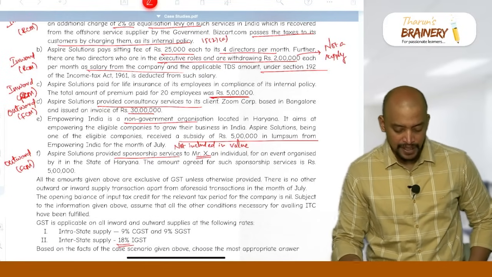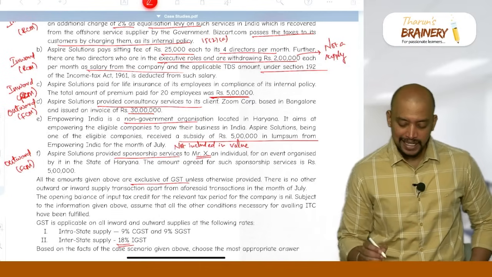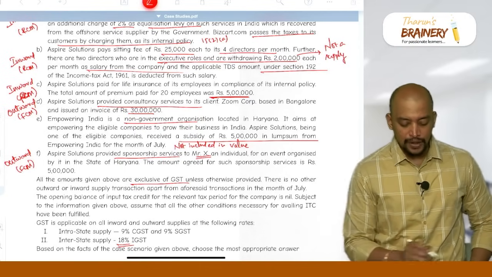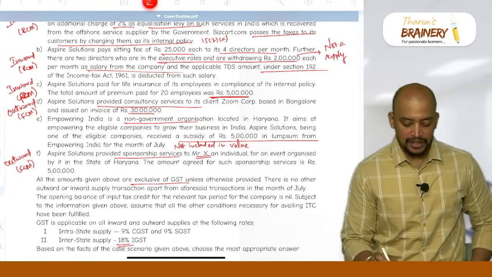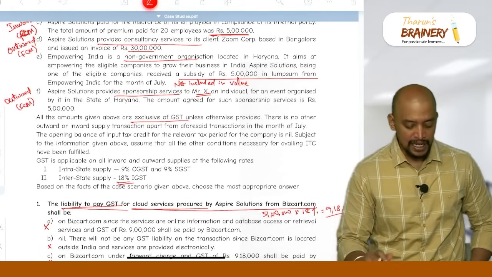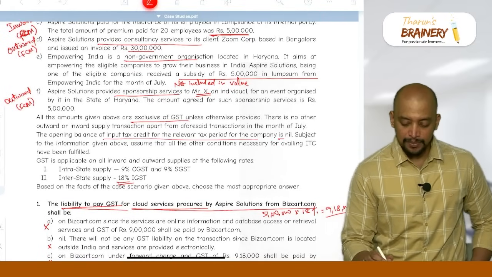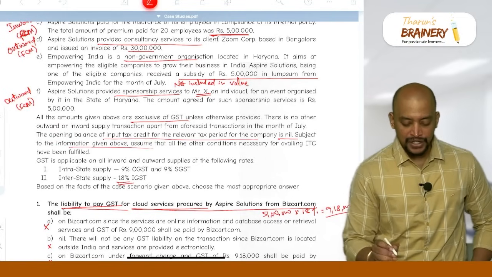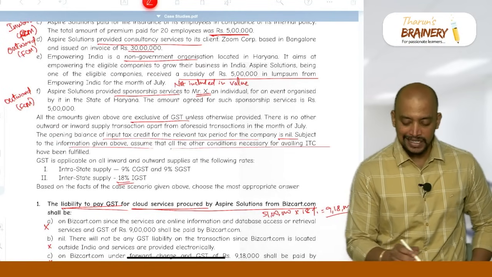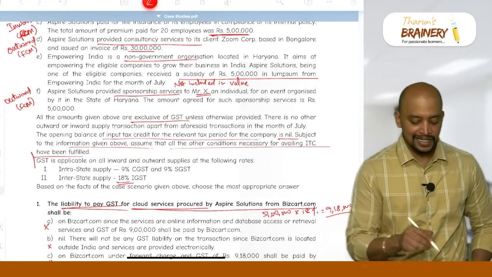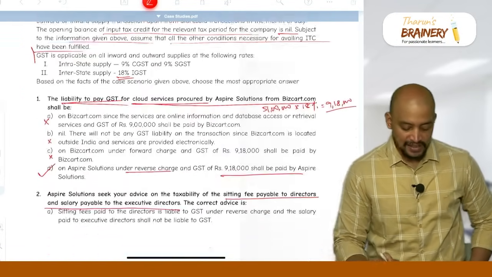All the amounts given above are exclusive of GST unless otherwise provided. There is no other outward and inward transaction apart from the aforesaid transactions in the month of July. The opening balance of input tax credit for the relevant tax period for the company is nil. Subject to the information given above, assume that all other conditions necessary for availing ITC have been fulfilled and the GST rate is given. First question already we have seen.